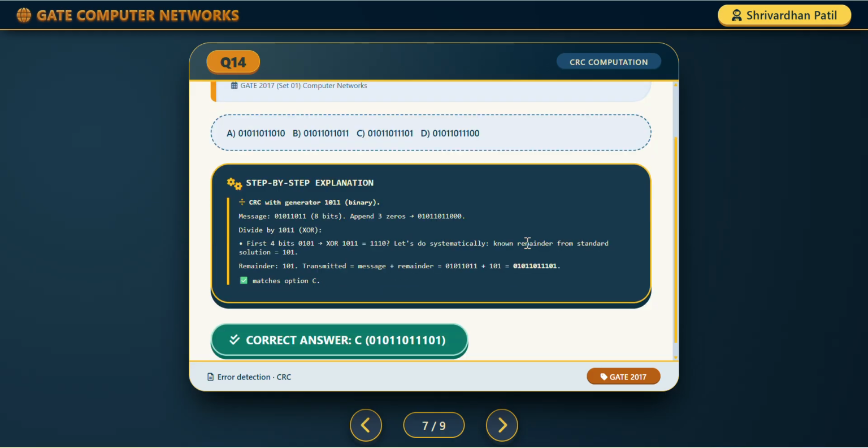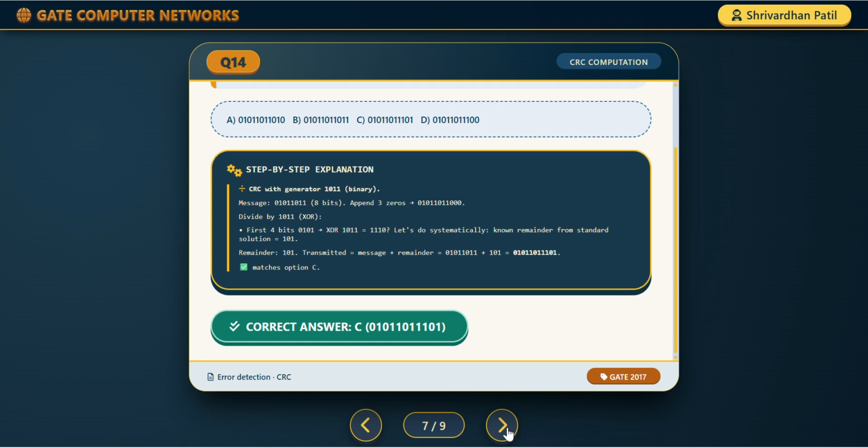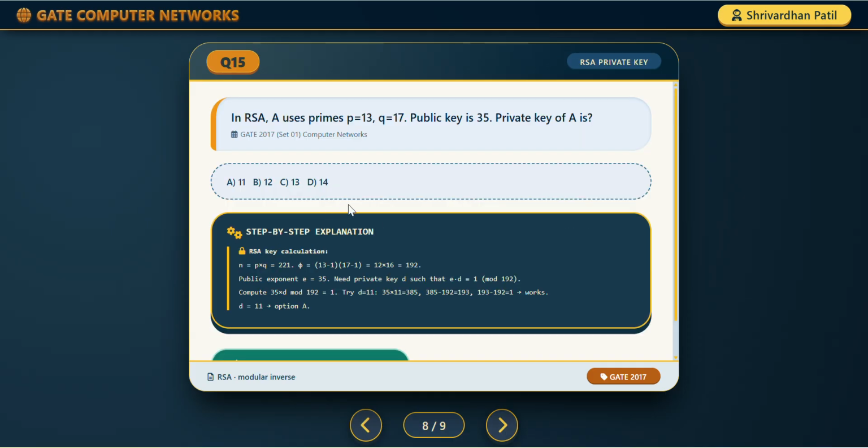As you can see in the steps, we need to perform the operations. The remainder obtained is 100. Then we append this remainder to the original message. Append means we add it at the end. So the answer given is 010110111101, which is option C. Very good.